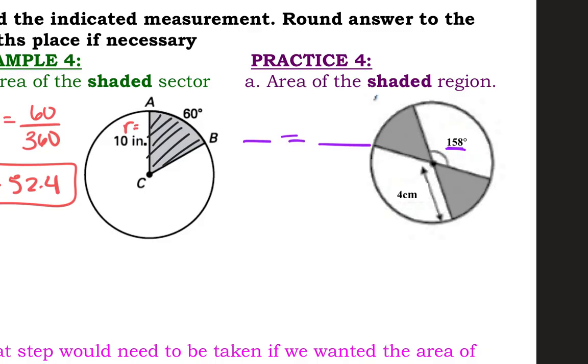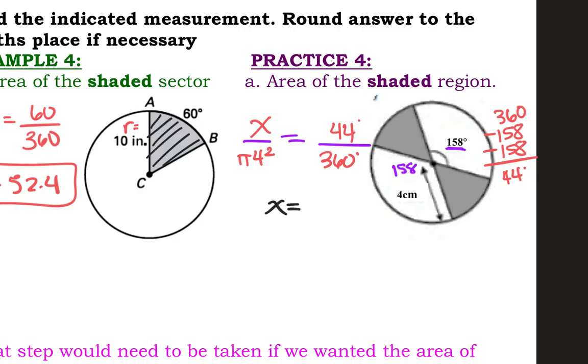How do I know there's 2 of these? Because these are what type of angles? Vertical angles. How would I find the degrees of the other 2 together? Take those and subtract it from 360. Can y'all do that for me? Can y'all take those and subtract it from 360? 360 and the difference of 158 degrees. 44? All right, 44 degrees it is. Always out of 360. The radius is 4, so pi 4 squared, and then your x. All right, let me know what you get for your x value on that one.